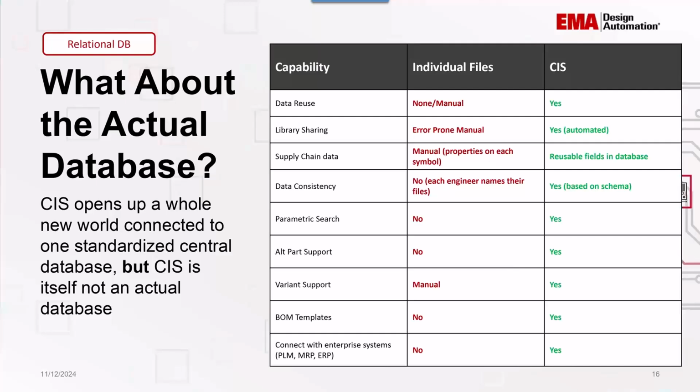So CIS gives you a yes to all of that, right? I can now have access to all of that data. I can really set up a whole environment for reuse. And I can share those parts within my whole team and have that data be driven from one central database.